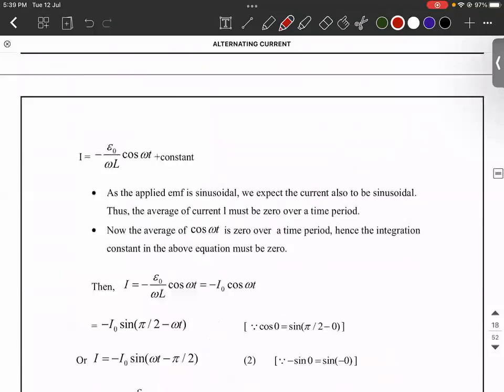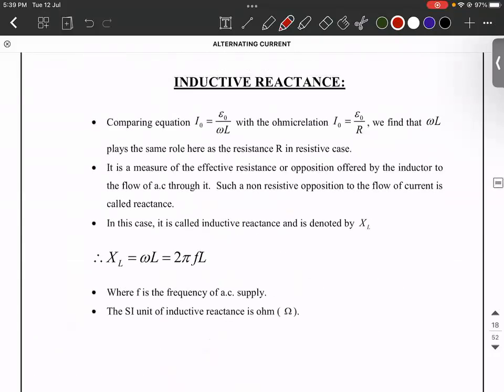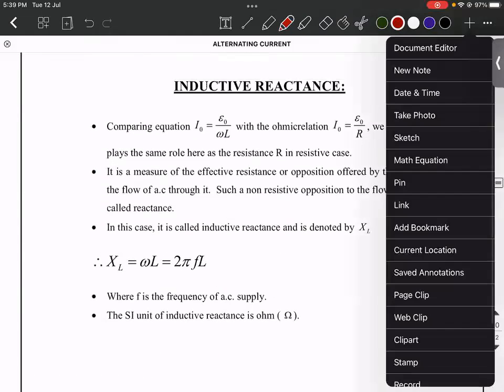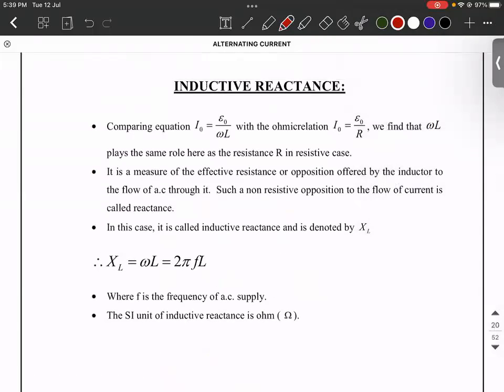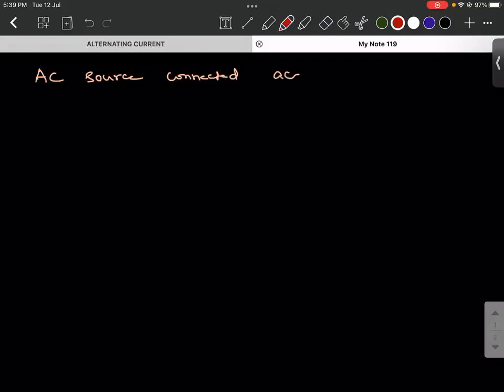So first I'll finish the capacitor, then you can write down the inductor. So write it down: AC source connected across a capacitor.